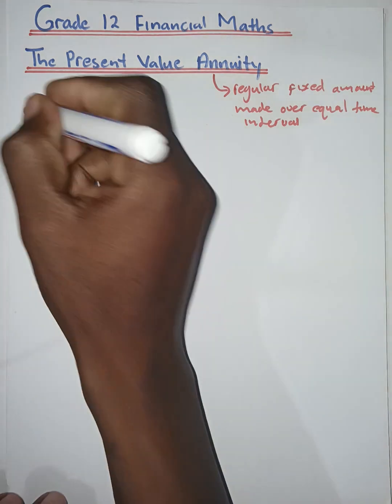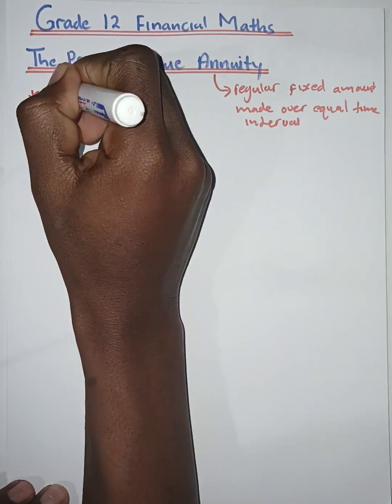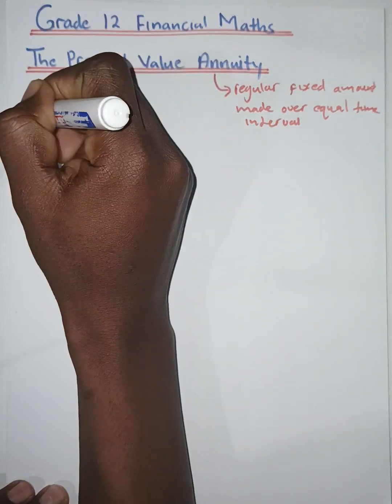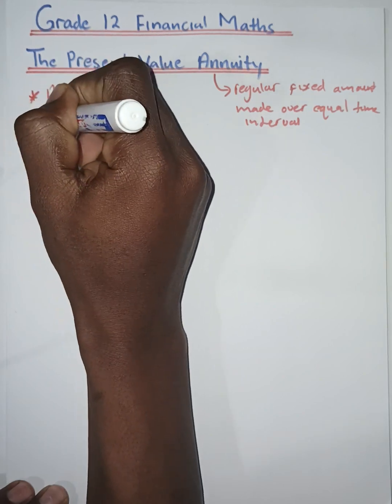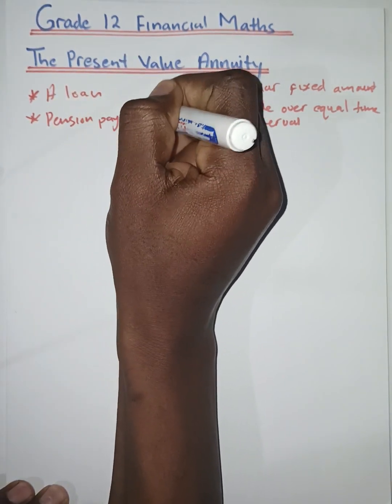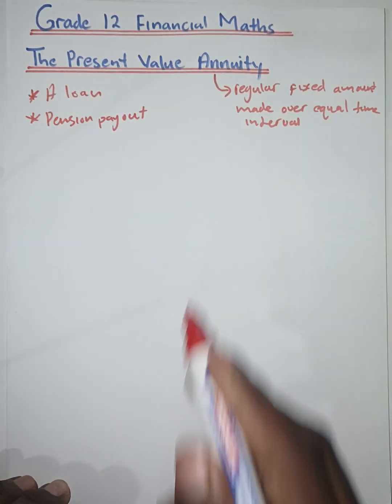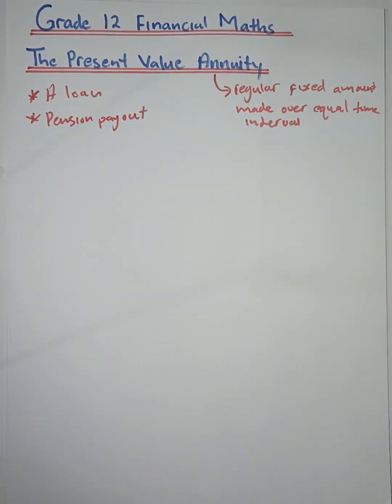So that's for the present value annuity. It could be a loan or even a pension payout. Now remember, we said it must be in the present, right?